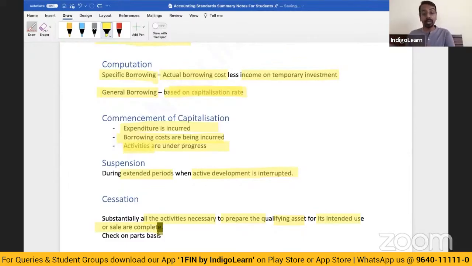Or some puja has to be done, some muhurat has to be found out. Those are all decorative things, those are all ancillary things. Is the building ready for its use? Yes, then stop the capitalization. Okay, you have to check it on a part to part basis. So let us say a project has 5 blocks, 3 blocks are completed, 2 blocks are under progress. For those 3 blocks which are completed, you will not capitalize borrowing cost, right?